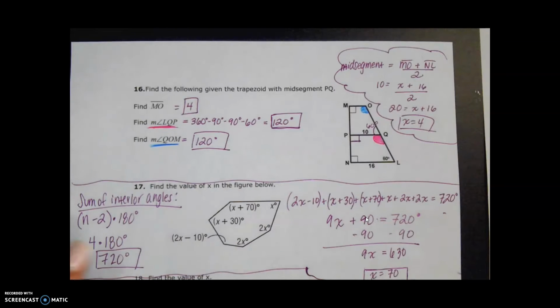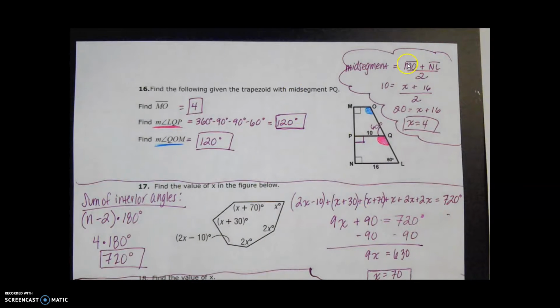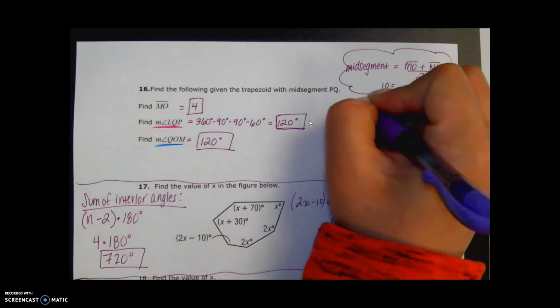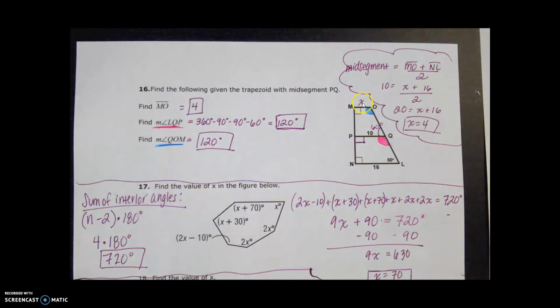All right, 16 is all about trapezoid mid-segment theorem. Remember the formula for that is top plus bottom divided by 2 gives you the mid-segment. So I want to find MO. I don't know what it is, so I can call it X. So X plus 16, top plus bottom, divided by 2 equals 10. Do a little algebra and you get X equals 4. To find LQP, that's this pink angle right here, I have to remember that it's a quadrilateral on the bottom. So 360 minus the angles that I do know is that pink angle right there. Do a subtraction problem and you get LQP is 120. Same for the blue one up top.